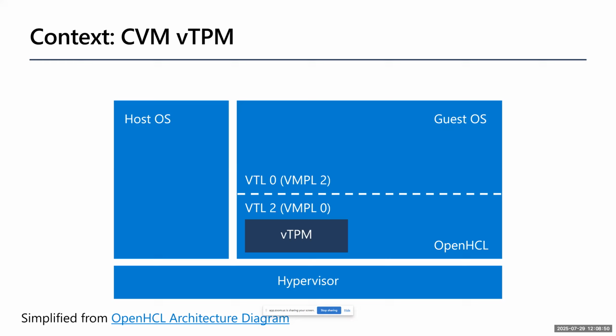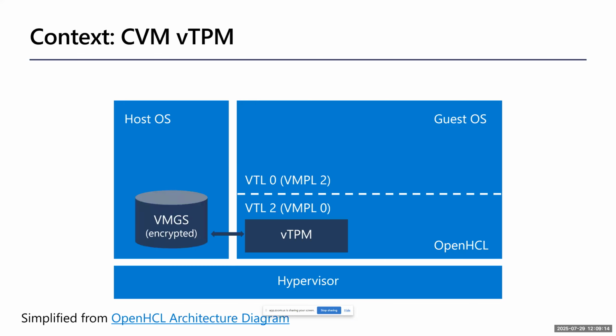So we create the low privilege environment that we call VTL0 that runs the actual guest OS. And then the high privilege environment, which is VTL2 in our case, which runs our HCL. In this diagram, I've written OpenHCL, which is our new open source Paravisor implementation. And one of its components is the virtual TPM implementation.